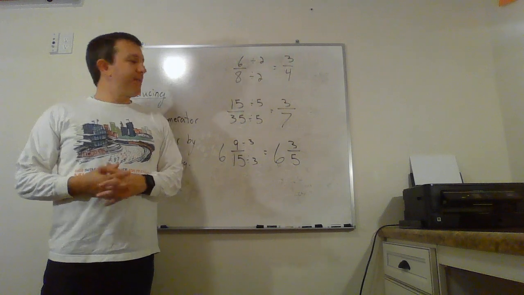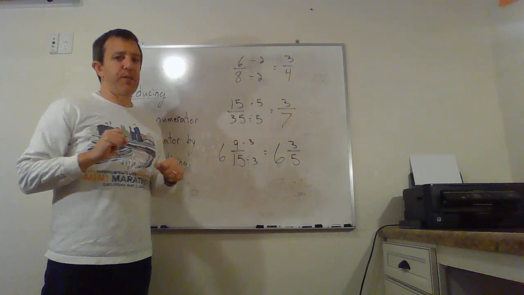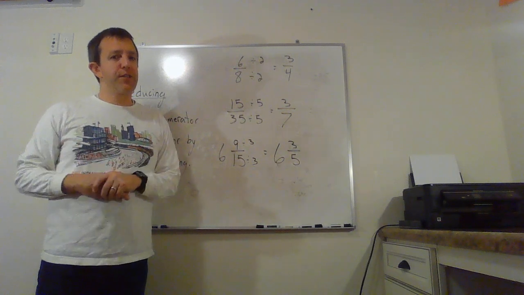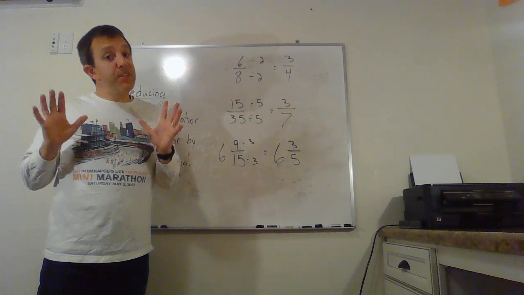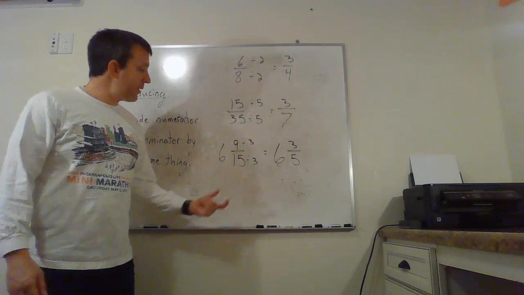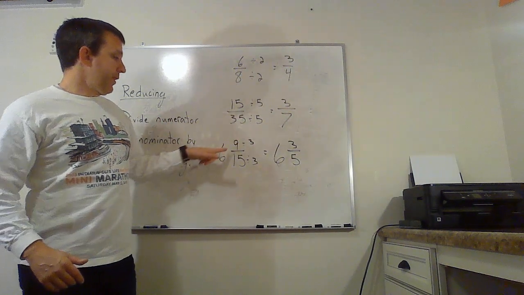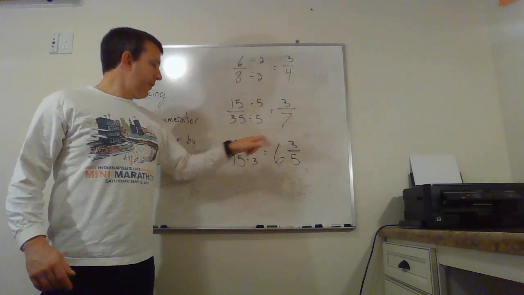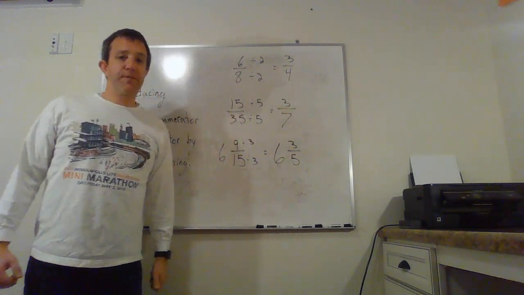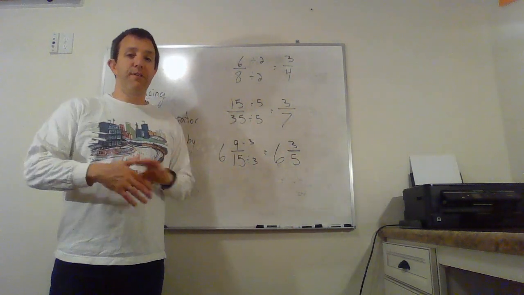All 3 pieces here are divisible by 3. But it turns out the 6 doesn't actually matter. We're not going to touch the whole number. The whole number just stays because it's how many wholes we have, and we don't need to reduce that. So really, I just need to look at 9 and 15. Those are both divisible by 3. I do my division. 9 divided by 3 is 3. 15 divided by 3 is 5. And I keep the 6. So now we have 6 and 3/5.